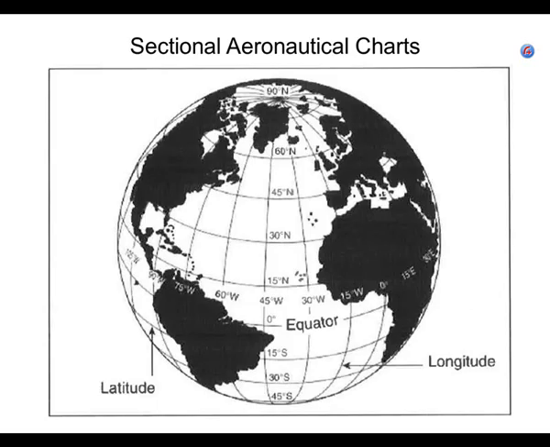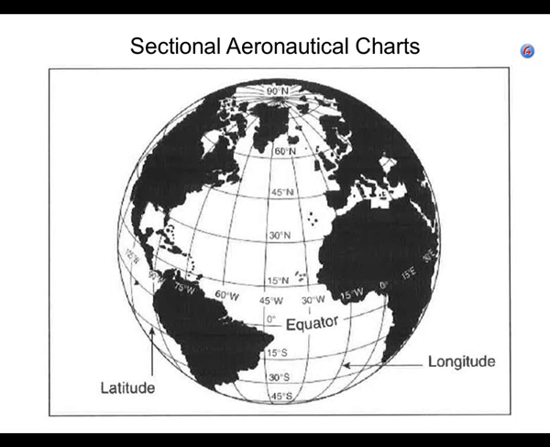And sectional aeronautical charts, we talked about latitude and longitude, and the equator. Some of you did not recognize what the word equator meant. Everybody know what that means now? Equator? It's the line that divides the globe from north to south. This is the equator right here. It's 0, so 90 degrees up and it's 90 degrees down.